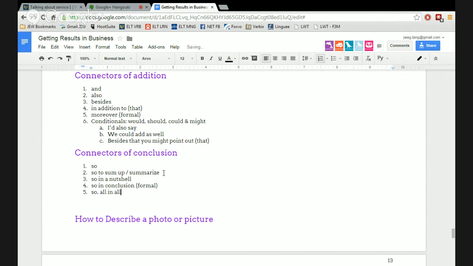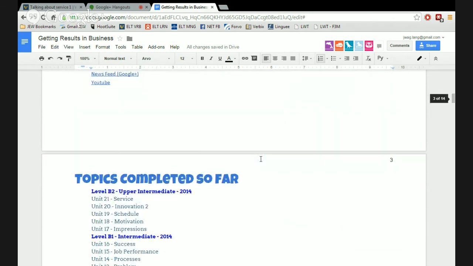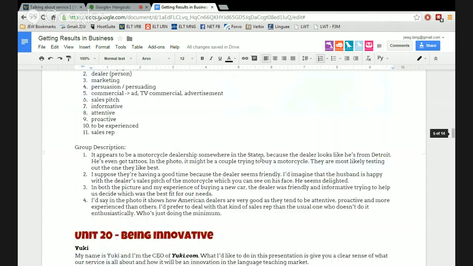All in all. Okay, those are some connectors of conclusion and some connectors of addition. Can I say to end up, or it's not fit? So to finish up is a little better. Yes. To finish up. Okay, let's go back to page 5 to finish the class and see how these sound if we put them in. Talking about service.